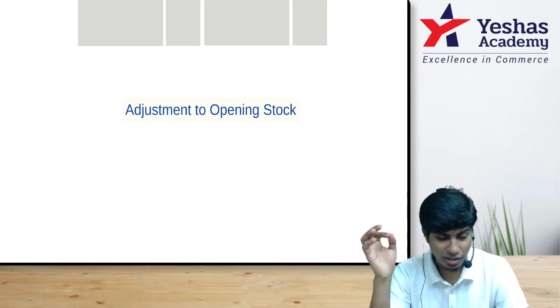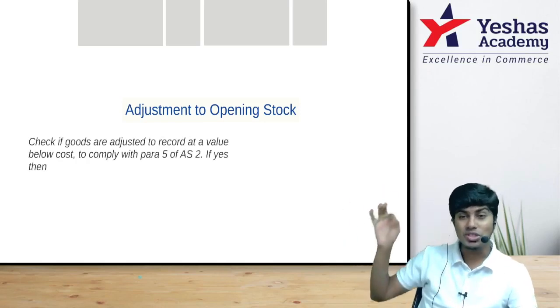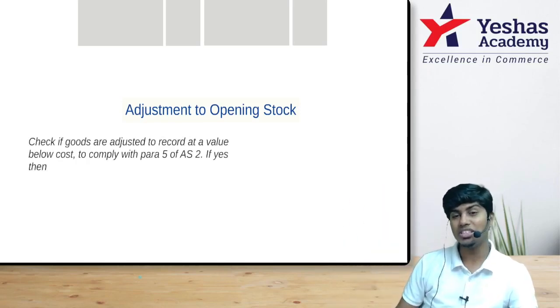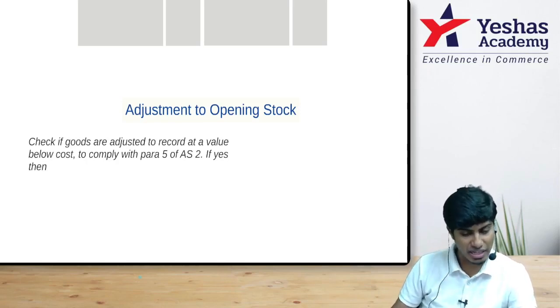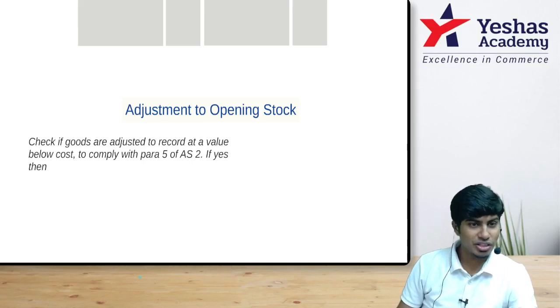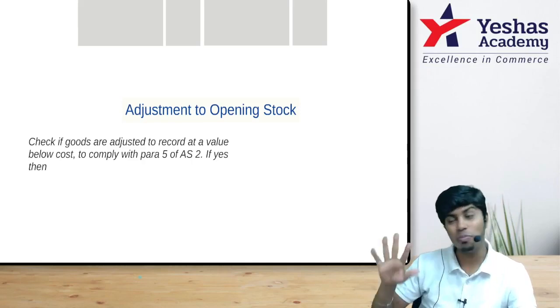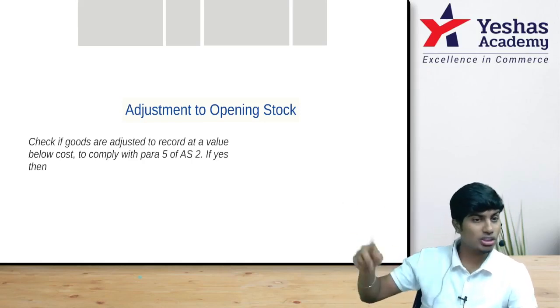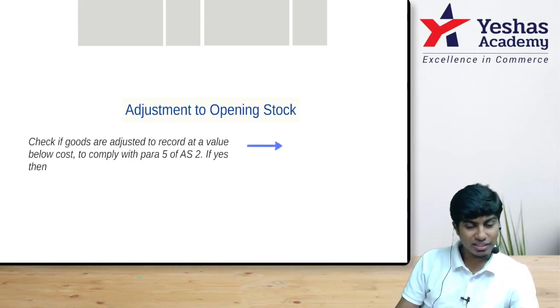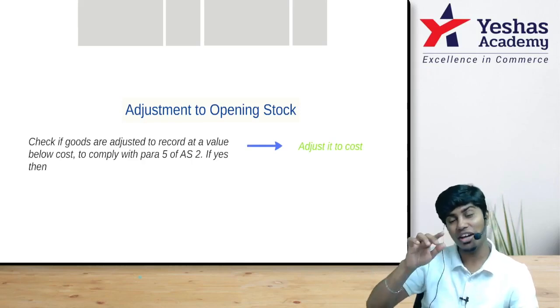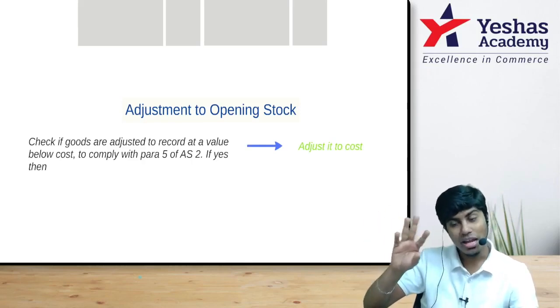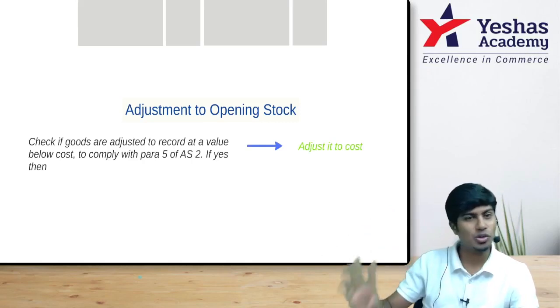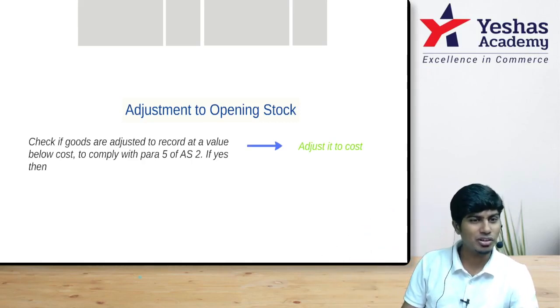The adjustment is we need to check whether they have applied Accounting Standard 2, para 5, in writing the inventory at cost or NRV, whichever is less. If they have applied cost or NRV, whichever is less, then you check: if they've taken cost, then it is okay. If they've taken NRV, you should adjust it back to cost.